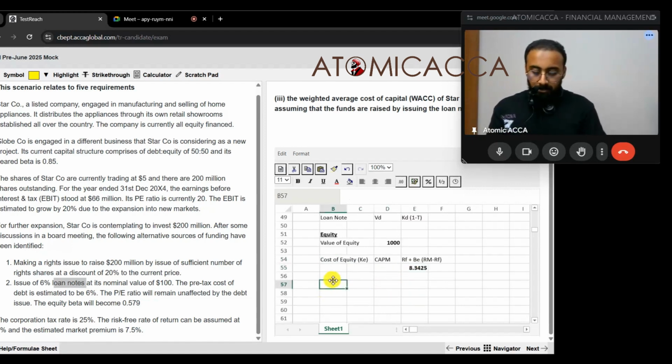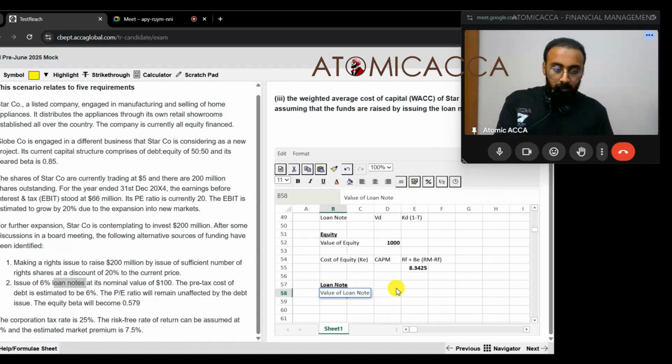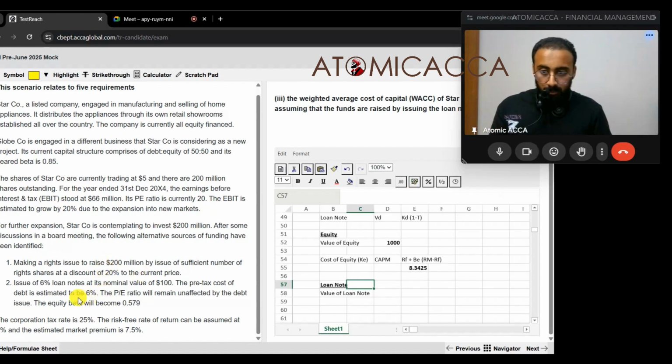Next thing, for the debt or the loan note, we can call it. We need to find the market value of the loan note. We need to find the cost of debt. Okay. Value of loan note. How much loan notes are we raising? We are raising 200 million. Where is it? Yeah, we want 200 million to invest. That means loan notes are going to be 200 million in total. So that was straightforward. 200 million.